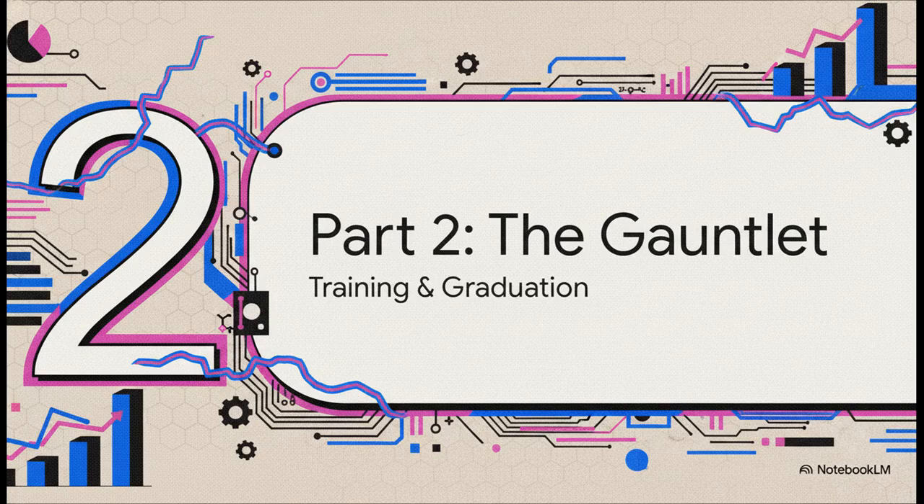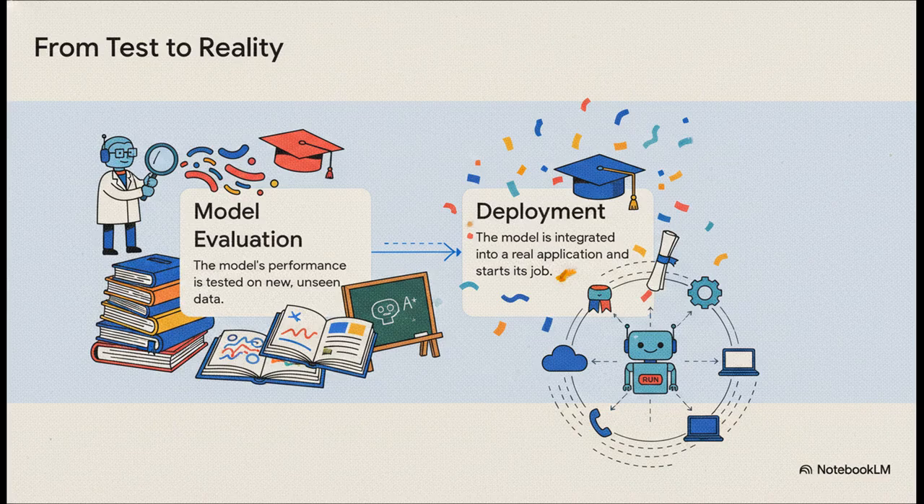I like to call this part the Gauntlet. This is where the model gets trained, tested like crazy, and basically has to prove it's good enough before we can let it out into the real world. So first, we have model evaluation. Think of this as the model's final exams. After it's been trained on a bunch of data, we throw new data at it, stuff it's never seen before, to see how well it does. Is it actually making accurate predictions? If it passes, we move on to deployment.